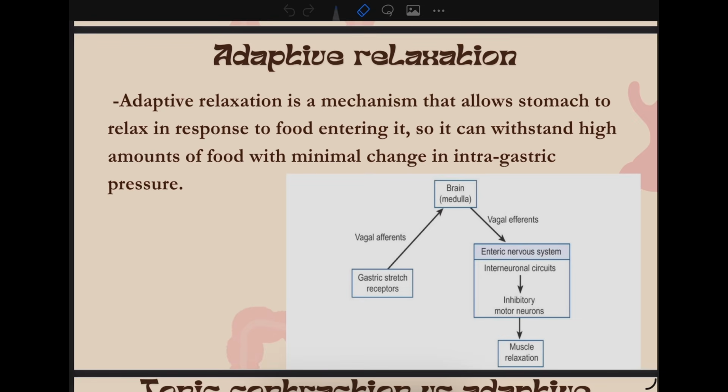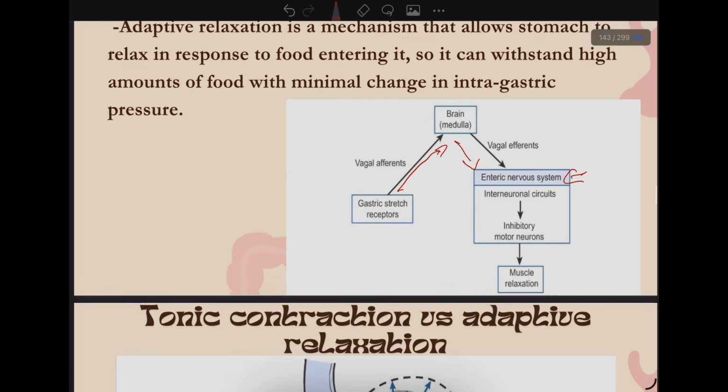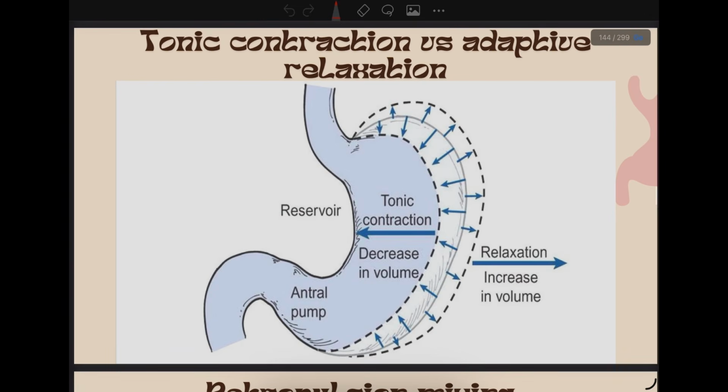How does it happen? Vago-vagal reflexes. So the vagus takes the signal. Can we go back to red, please? Okay. It takes the signal to the brain, and then the vagus takes the signal back from the brain, and it tells the enteric nervous system, relax. And this is what happens. Here, it's adaptive relaxation. Here, it's tonic contraction. This is what the stomach is always doing. Subhanallah, it has this mechanism.